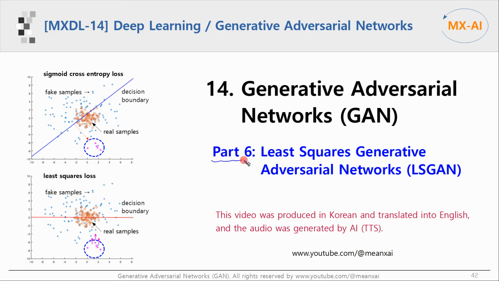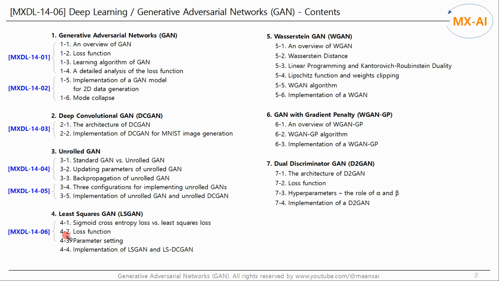This is part 6 of a series on generative adversarial networks. In this video, we will look at least squares GAN, shortly LSGAN. This video was produced in Korean and translated into English. My voice is generated by AI, text-to-speech. In this video, we will look at LSGAN, one of the GAN variants that improves the instability of standard GAN.